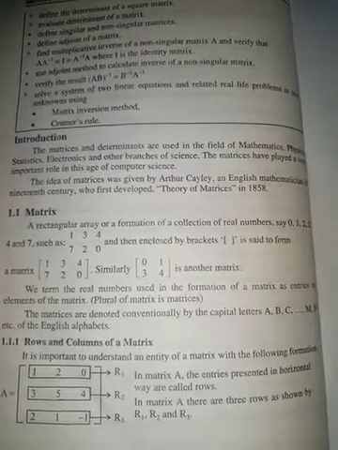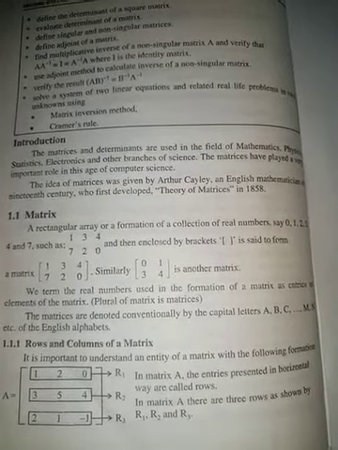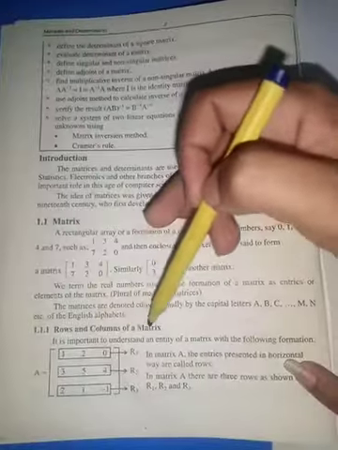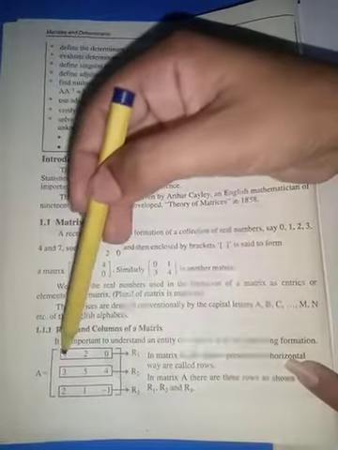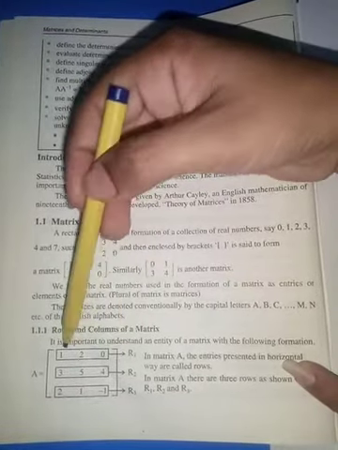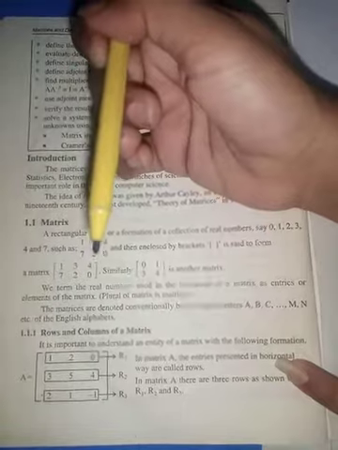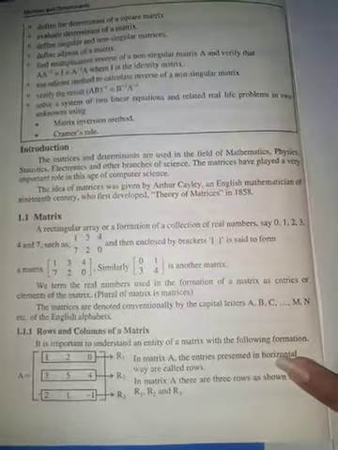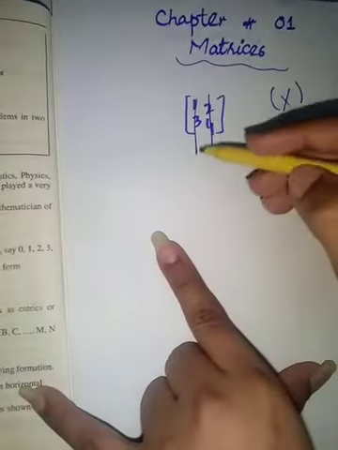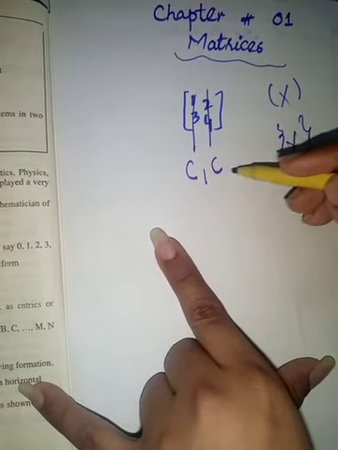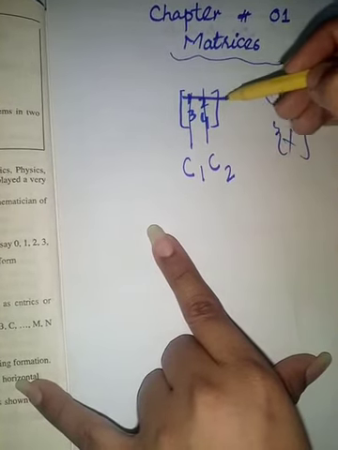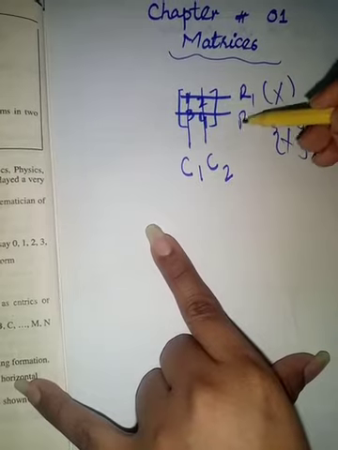Before we discuss the types, we will see what are called rows and columns of a matrix. The horizontal arrangement of numbers is called a row and the vertical arrangement of numbers is called a column. So in this matrix it's called column, C1, C2, that is column 1, column 2, and it's called row, row 1 and row 2. So let's discuss our types of matrices.